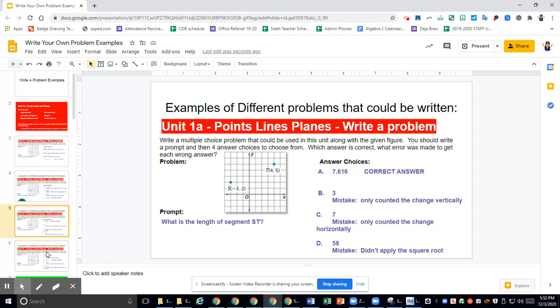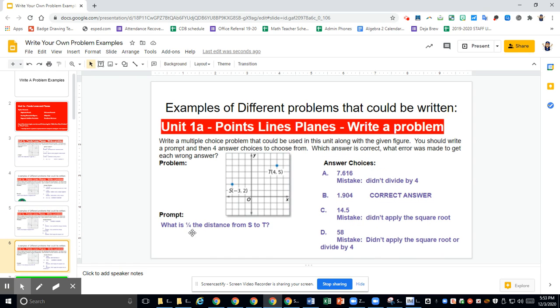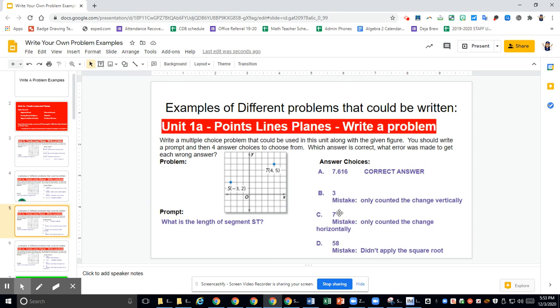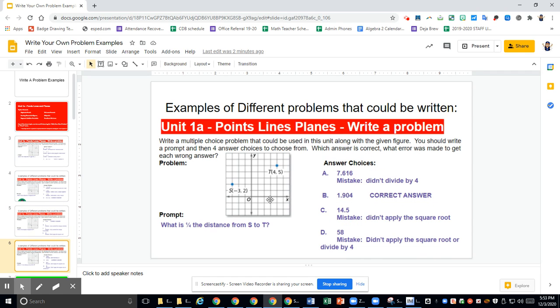Okay. Another question we could have asked is we could have used fractional distance. What's 1/4 the distance from S to T, right? And so our correct answer is 1.904. And then maybe we took that whole distance that we found on the last problem that was correct, 7.616. But since we're looking for 1/4 that distance, we forgot to divide that by 4 to get the correct answer. Okay. Maybe we didn't apply the square root, but we still divided by 4. Here we didn't apply the square root or divide by 4. We just still had that 58.